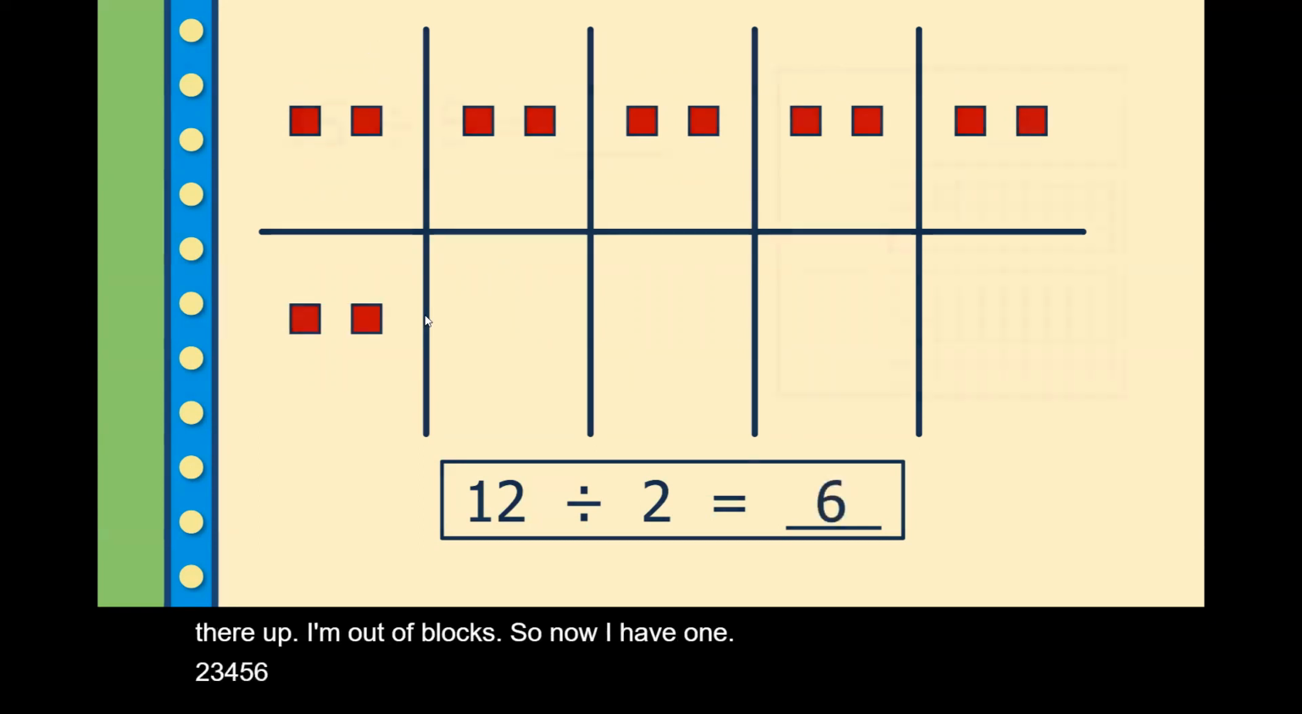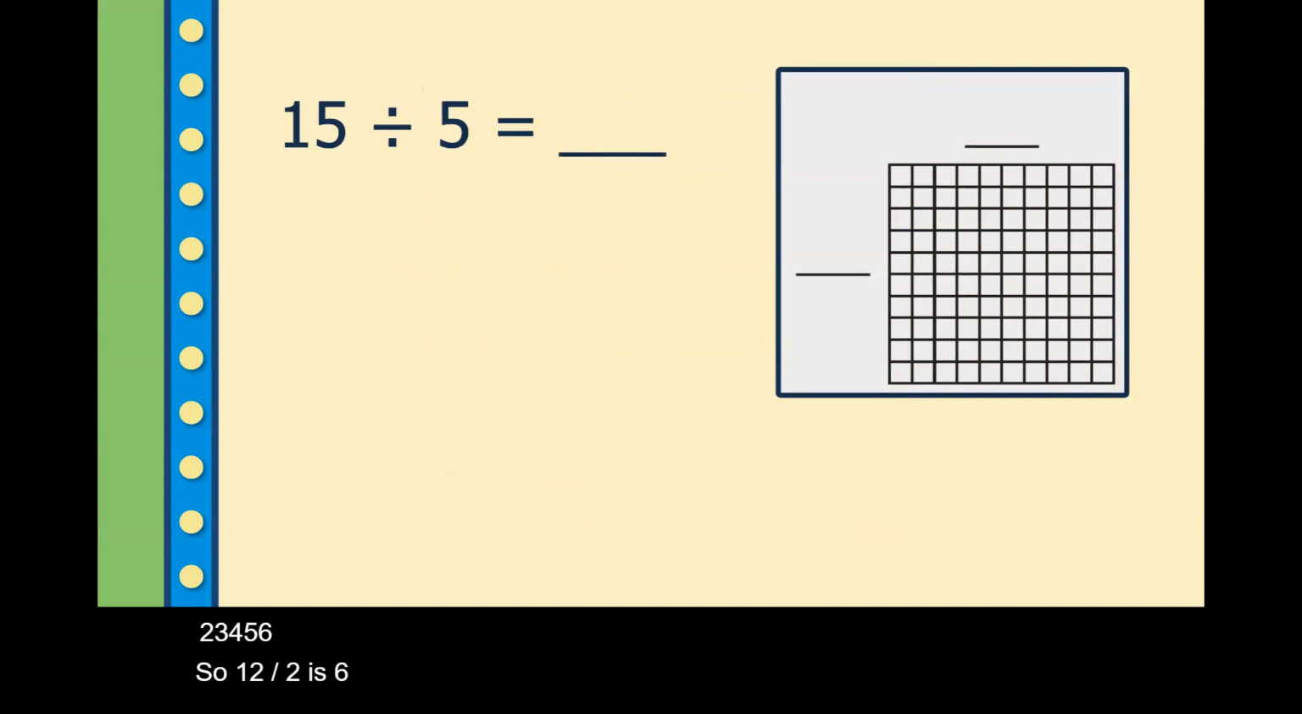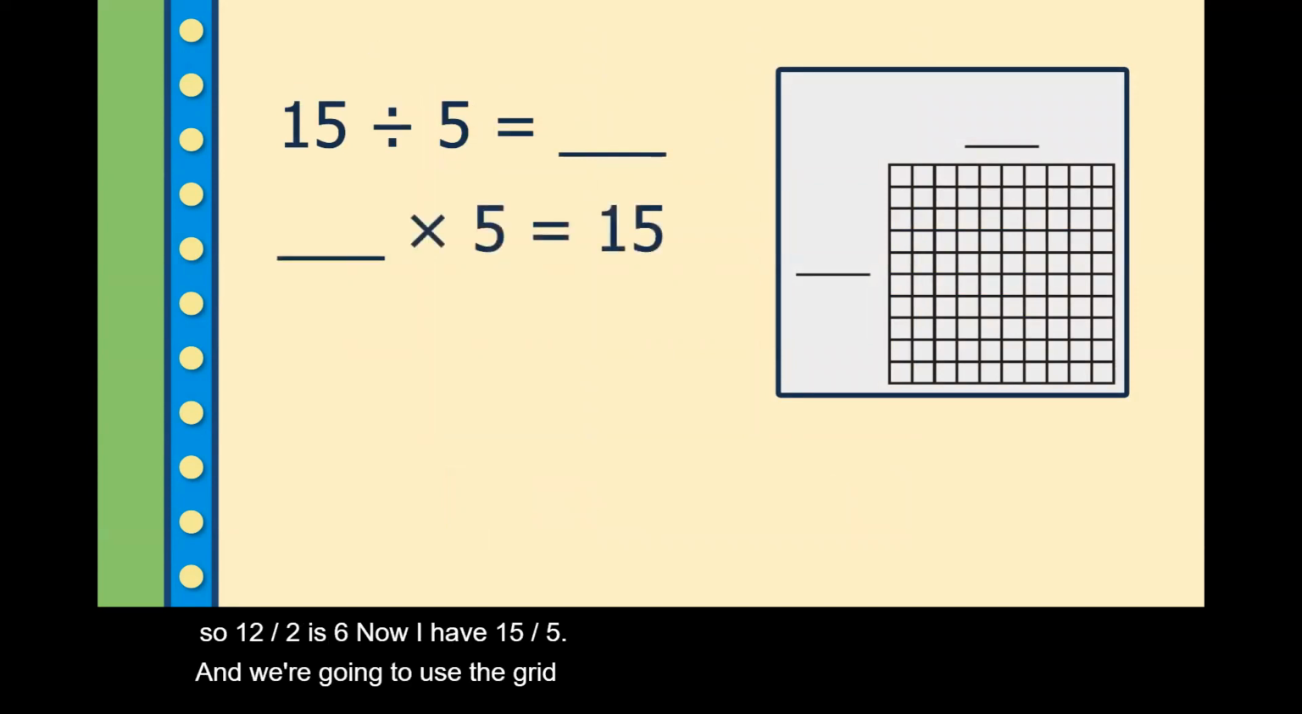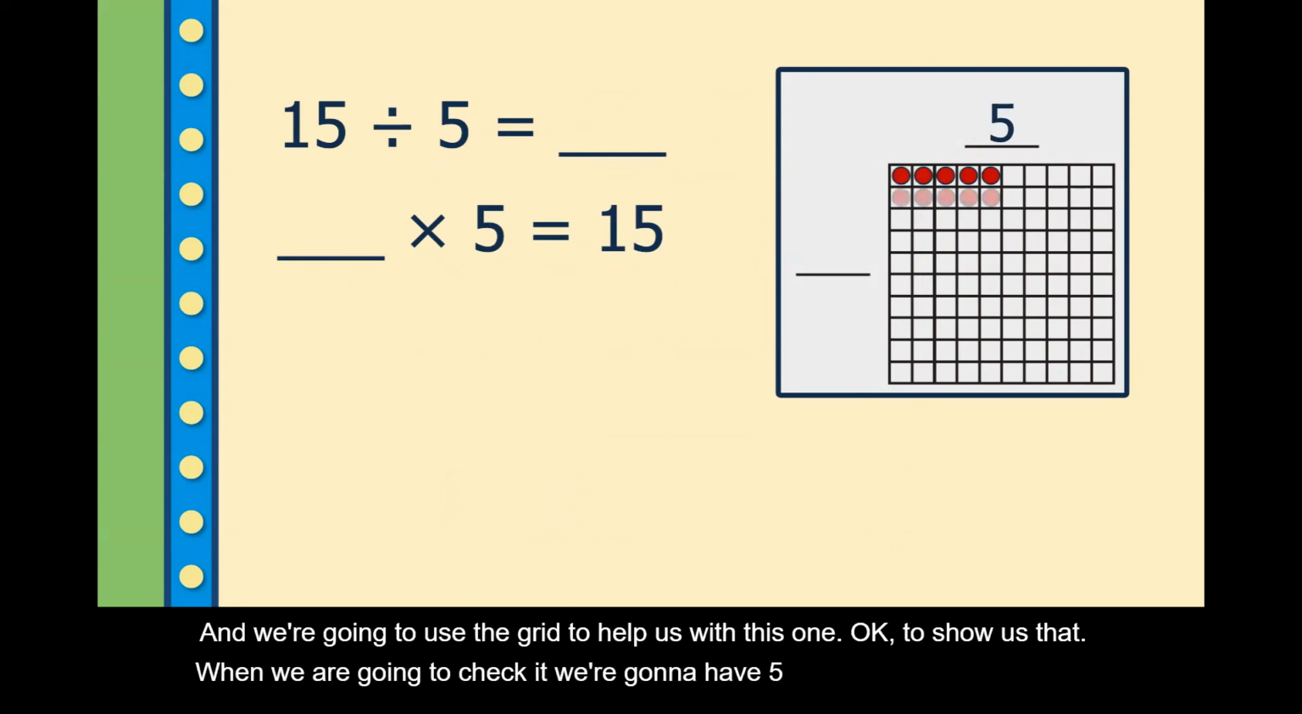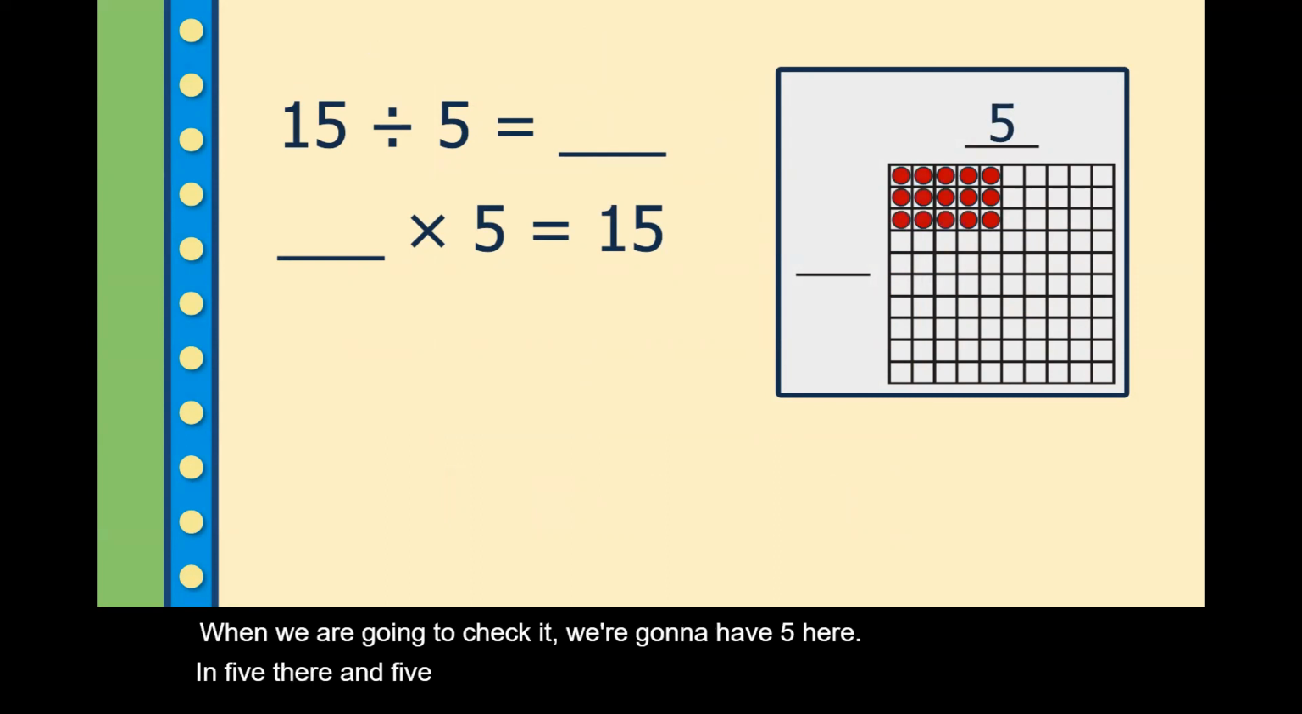So 12 divided by 2 is 6. Now I have 15 divided by 5. And we're going to use the grid to help us with this one, okay? To show us that when we are going to check it, we're going to have 5 here and 5 there and 5 there. We now have our 15 red circles, okay?